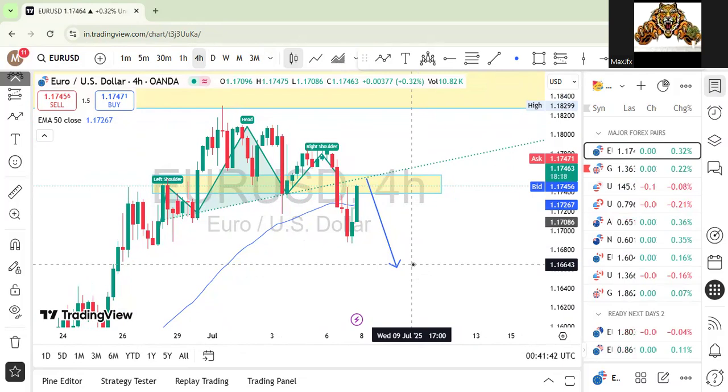I'm just waiting for confirmation on the 4 hour and I'm going to enter this trade to perfection. So that's a breakdown of the euro dollar trade.